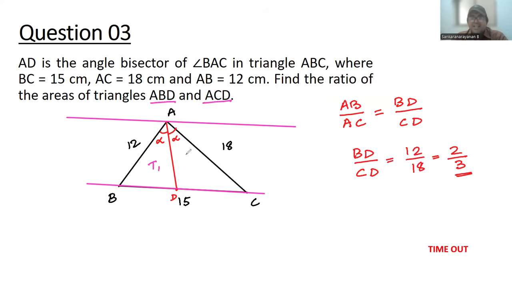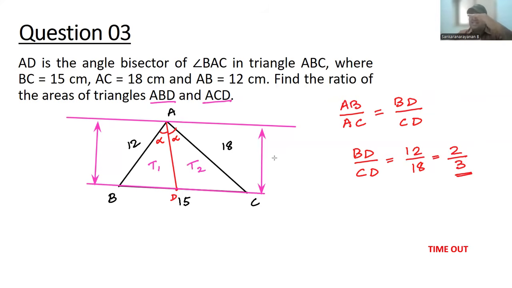And look at the triangle ACD. That is the triangle T2. Look at those two triangles. Don't you see that these two triangles have got the same height? The height is the same. So if the heights are equal, then you know that the areas are going to be proportional to the base of the triangle, because area of a triangle is half BH, right?